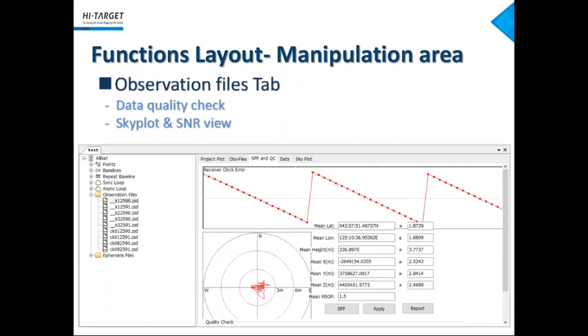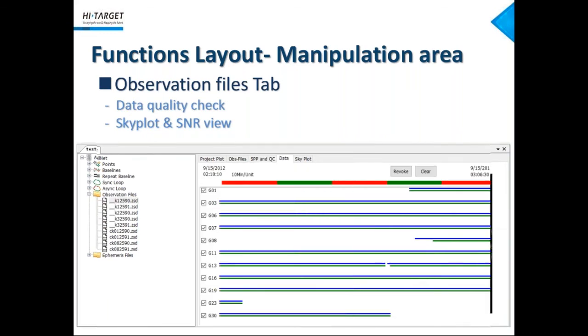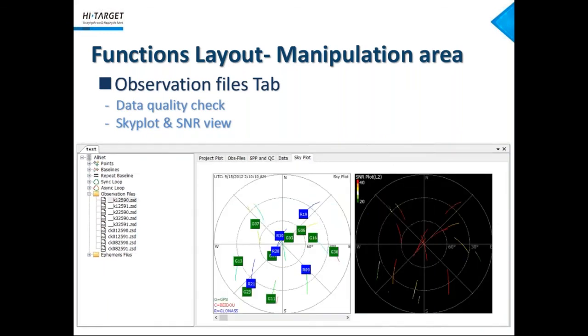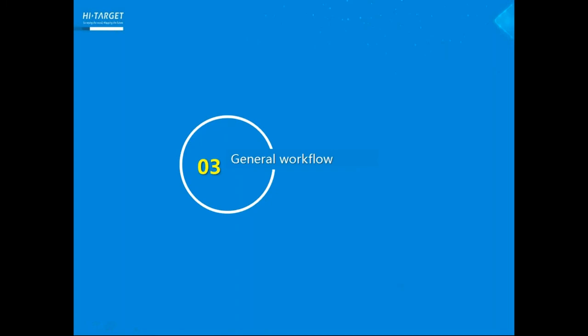Observation tab, this part is more like raw data information display and data quality check. Here we got charts for receiver clock error, single receiver positioning quality, data duration, sky view plot, and the signal noise ratio plot in the right part. This is a basic introduction of HGO.